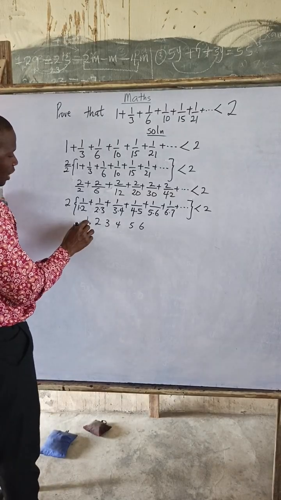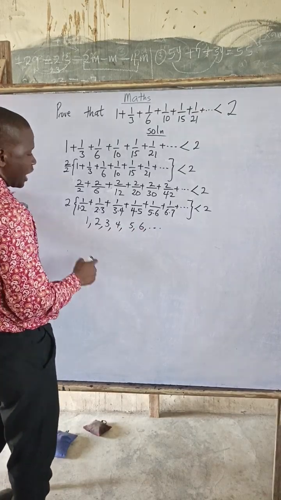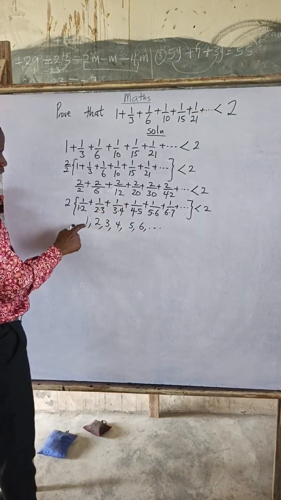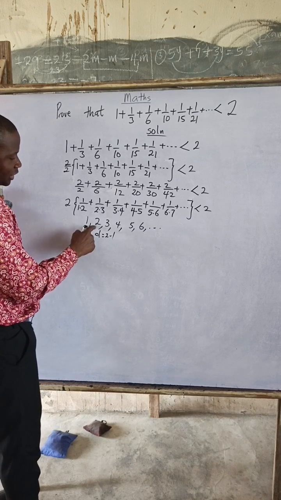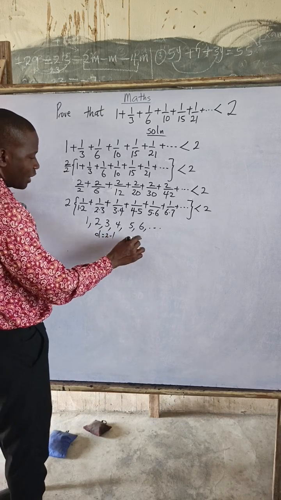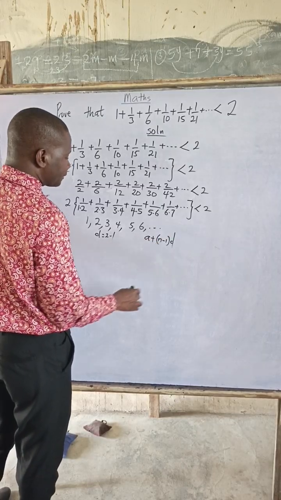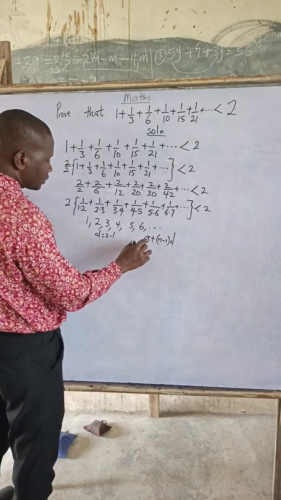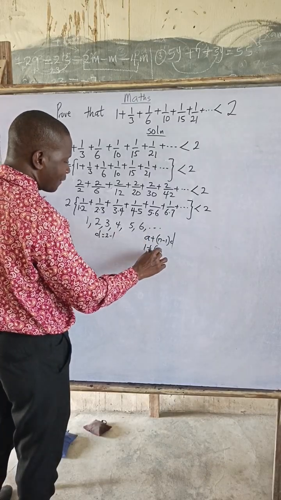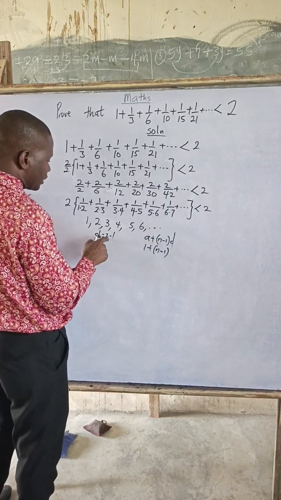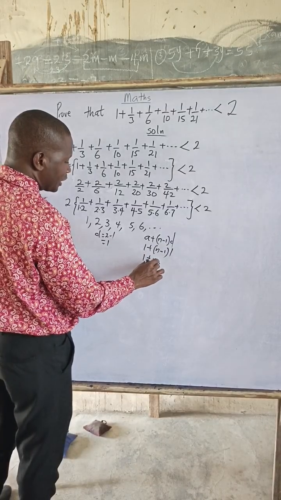Now we have 1, 2, 3, 4, 5, 6. Then we want to analyze the nth term using AP. Here the common difference D is 2 minus 1. We have the formula for AP, that is a plus (n minus 1) multiplied by d. So a is 1, 1 plus n, as we are generalizing it for the nth term, then minus 1. The common difference is 2 minus 1, which is 1. So when you multiply, we have 1 plus n, then minus 1.